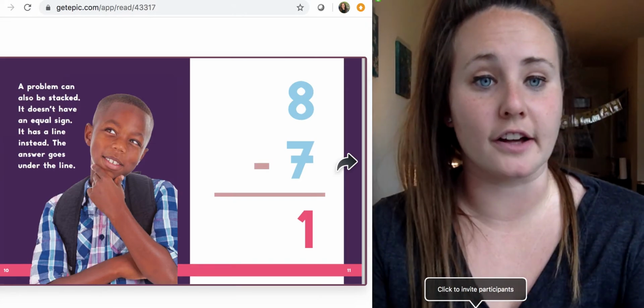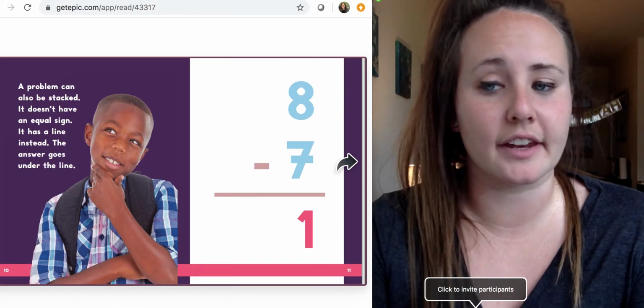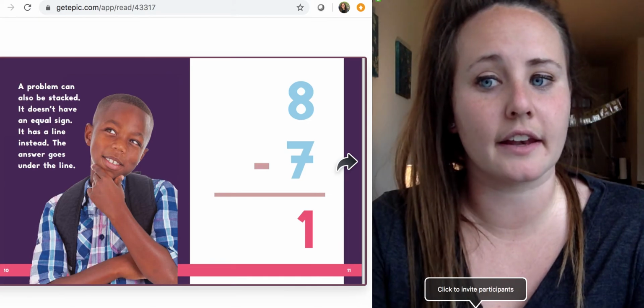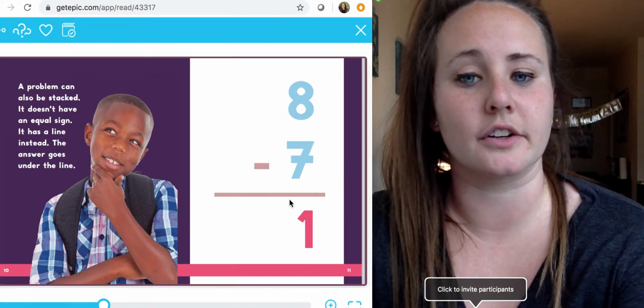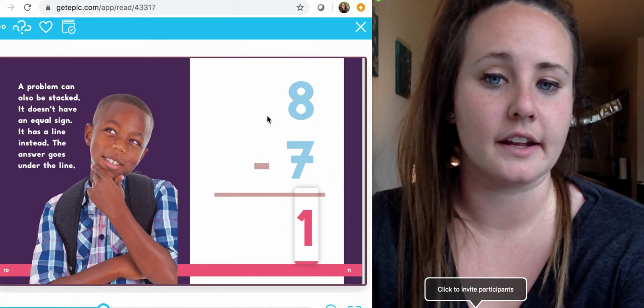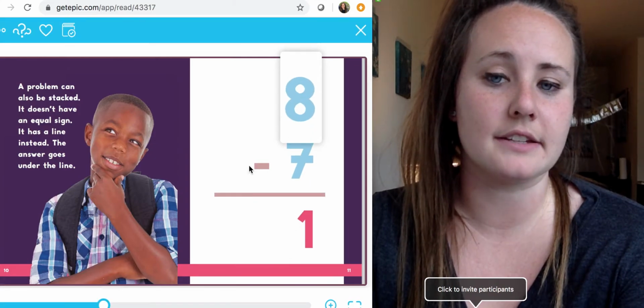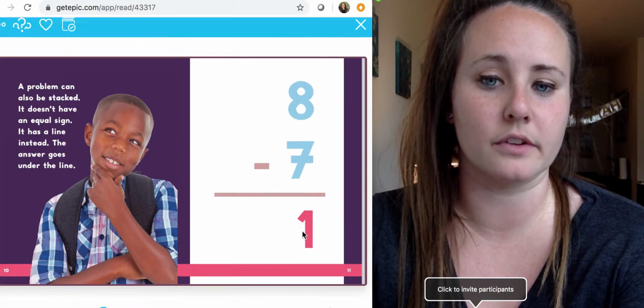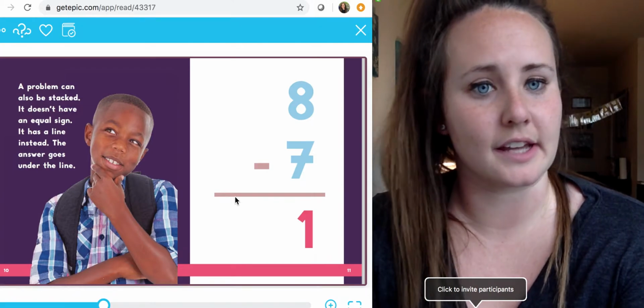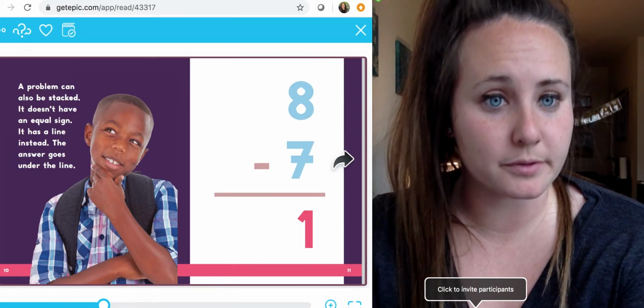A problem can also be stacked. It doesn't have an equal sign. It has a line instead. The answer goes under the line. So again, here are my same numbers. 8 minus 7 equals 1. My equal sign is replaced by that line, and sometimes problems will be like that.